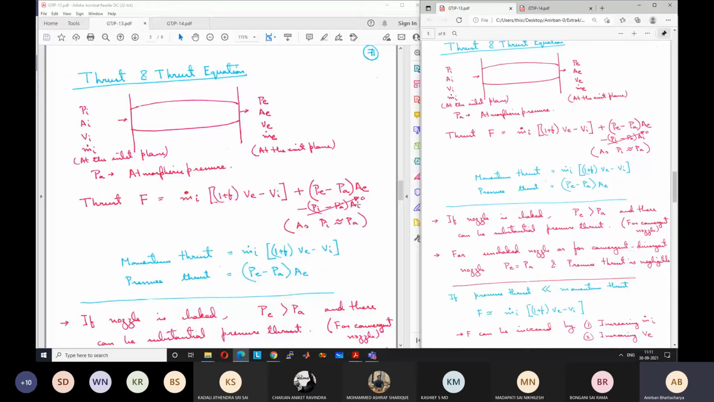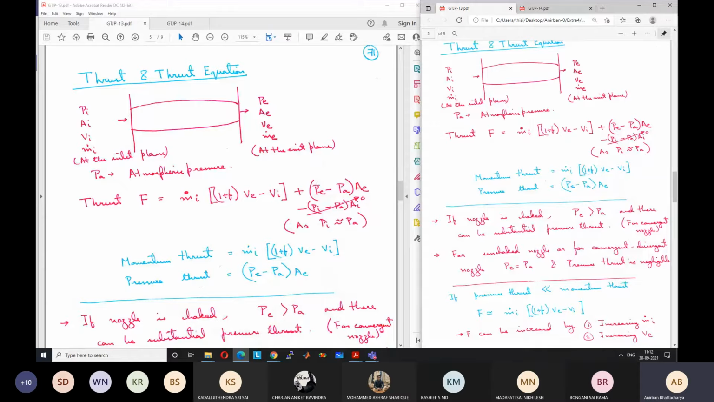If there is a difference in pressure, it will only occur in choked condition. That will give rise to an extra force, which is (P minus Pa) into Ae. This extra force is known as pressure thrust, and the first part of the thrust, which we have seen based on the momentum, is known as momentum thrust. So the total thrust can be written as the summation of momentum thrust, which is m dot i (1 plus f) Ve minus Vi, plus the pressure thrust (P minus Pa) into Ae.